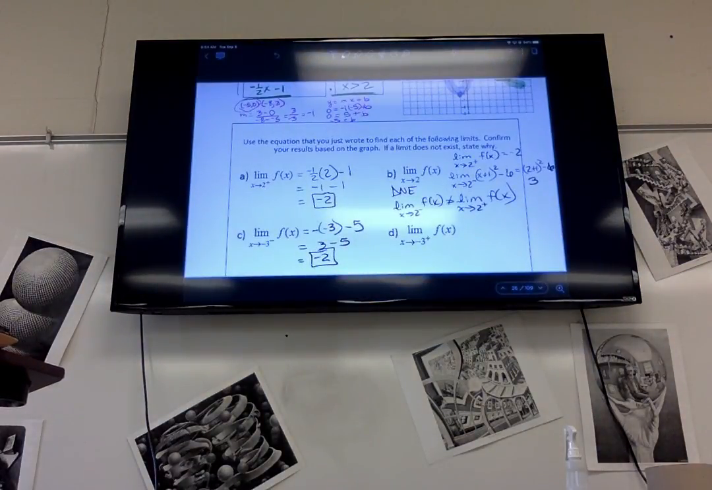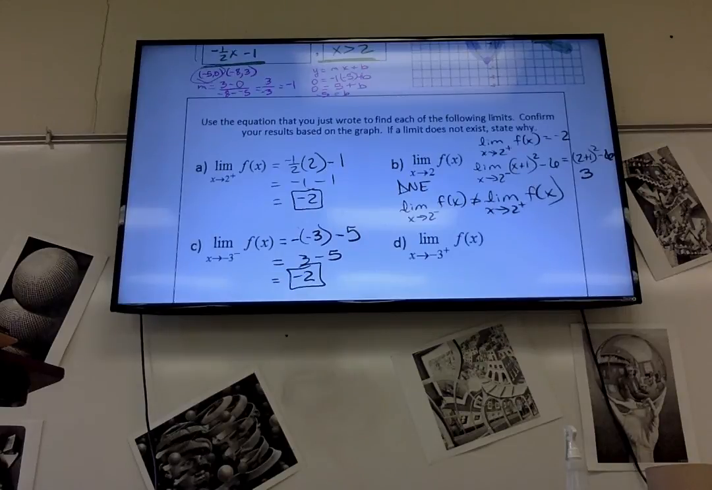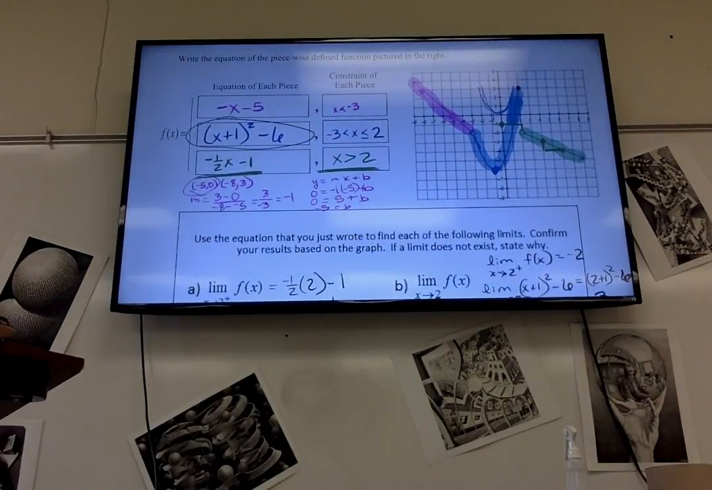All right. So use the equation that you just wrote to find each of the following limits. Confirm your results based on the graph. If the limit does not exist, state why. Okay, so we wrote this equation. It's a piecewise function, and then we're going to confirm it using our picture here.